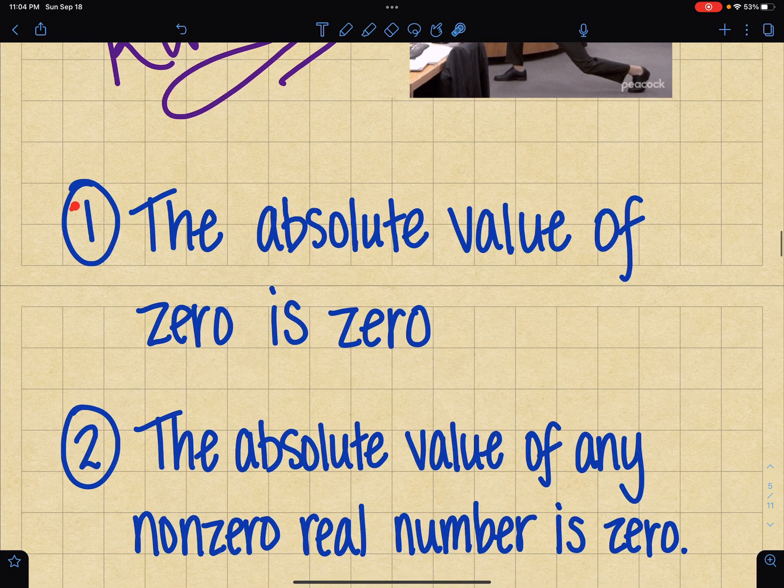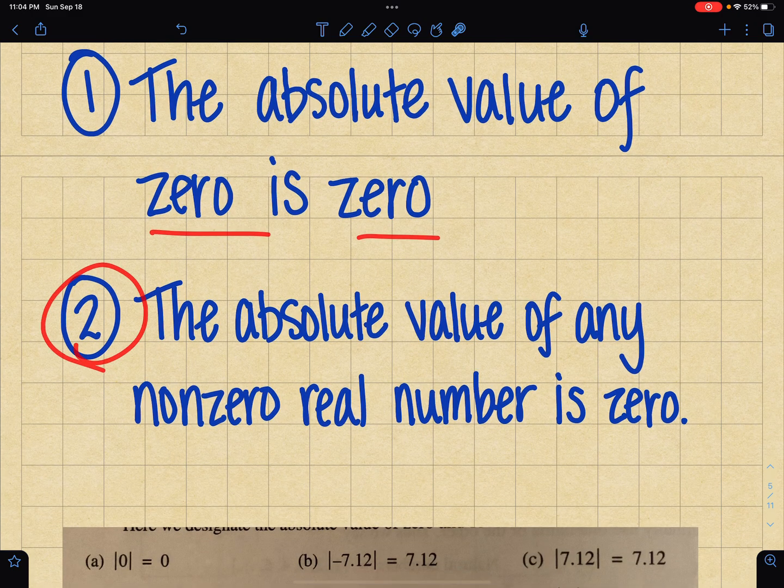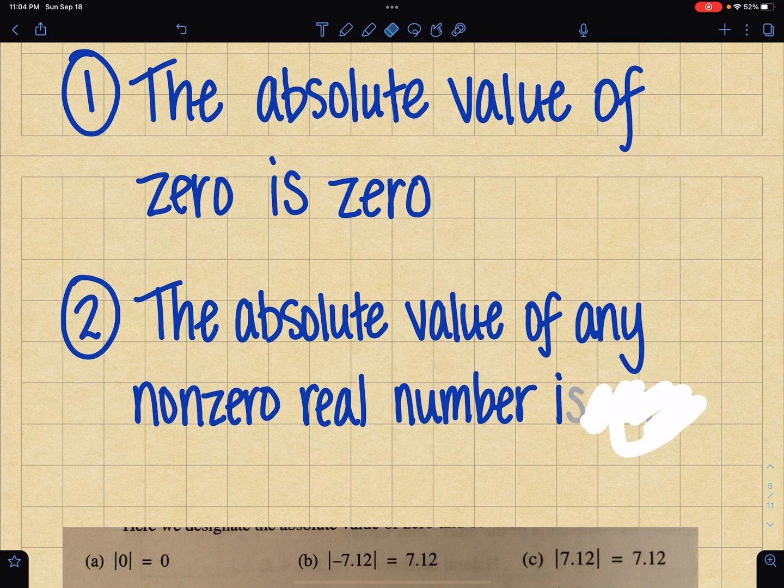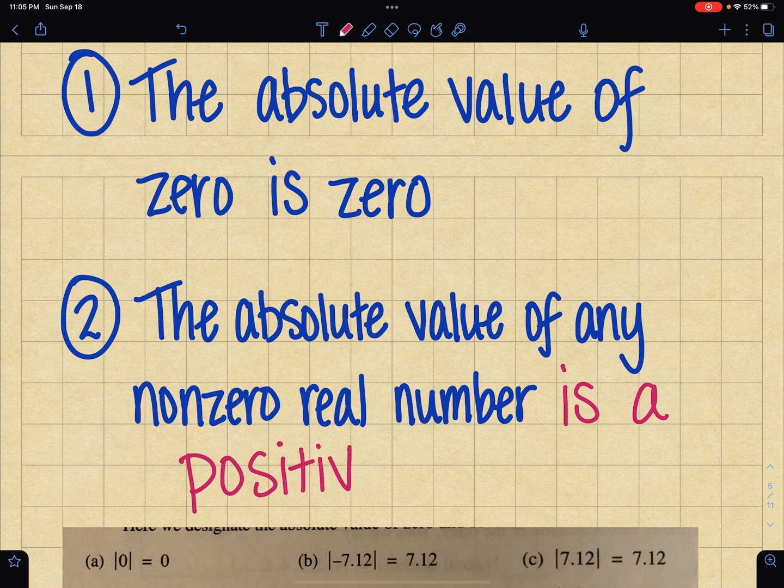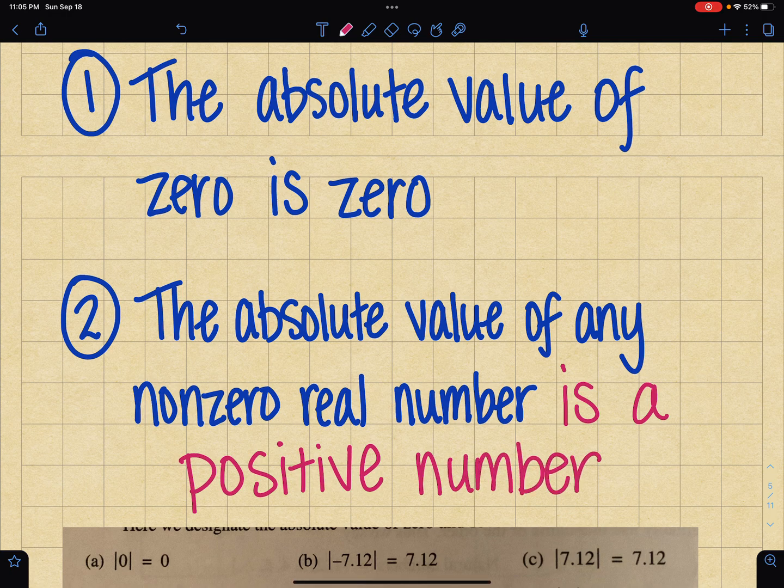The first one is, rule number 1, the absolute value of 0 is 0. Rule number 2, the absolute value of any non-zero real number is, that's not right. That's not the rule. Okay. The absolute value of any non-zero real number is a positive number. That's the rule. Man, I made a mistake there when I was drawing this. Okay, so here's the 2 rules. The absolute value of 0 is 0. The absolute value of any non-zero real number is positive.